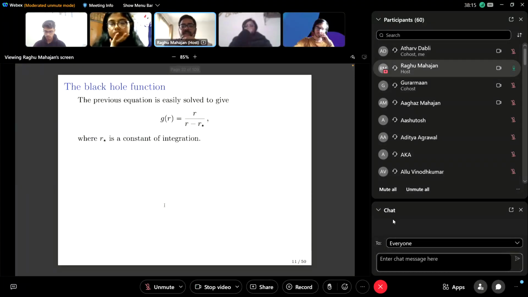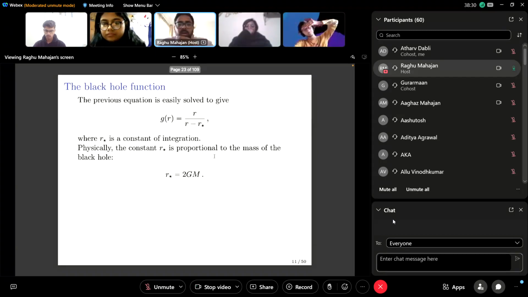Okay, but it's fairly easy to solve. It's a very simple differential equation, and you get g of r is r over r minus r star, where r star is a constant of integration. It's a first order equation, so you get a constant of integration. Now, what is this r star physically? This r star is proportional to the mass of the black hole, which is the same as the mass of the star that would have formed the black hole in the first place. So it's related to 2 times Newton's constant times the mass.